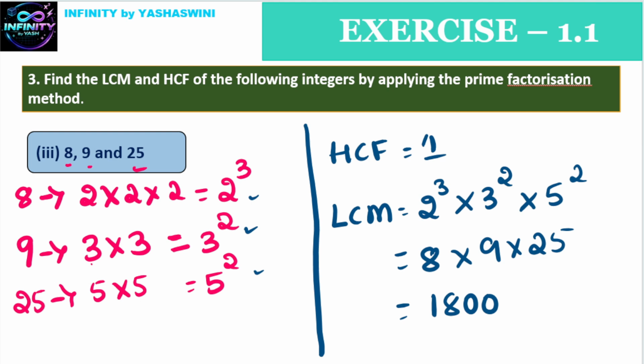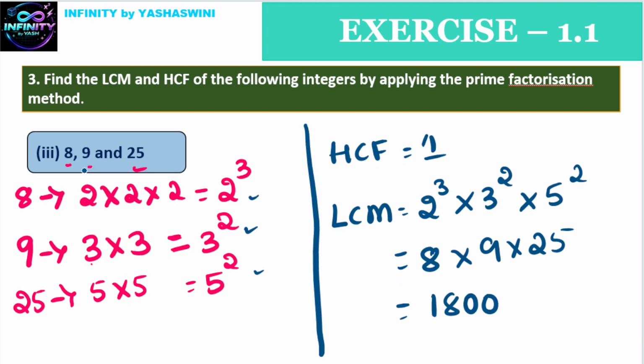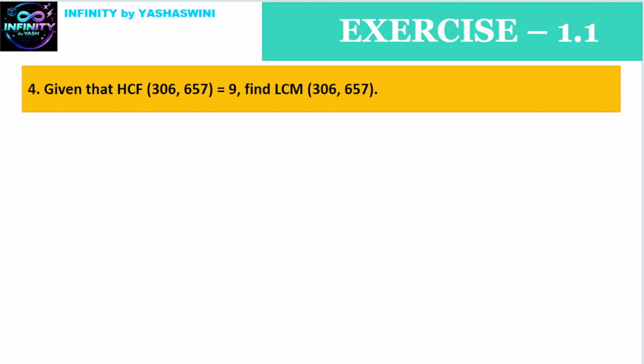In this problem and in the previous problem, what you observe is that when you don't have any common factors, then HCF is 1 and LCM is the product of the given numbers. Here also we multiplied these three numbers, and in the previous problem also we multiplied these three numbers. So when you don't have any common factors, then HCF is equal to 1 and LCM is the product of the given numbers. Seems to be easy, right?